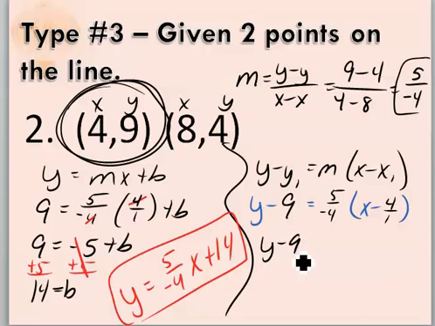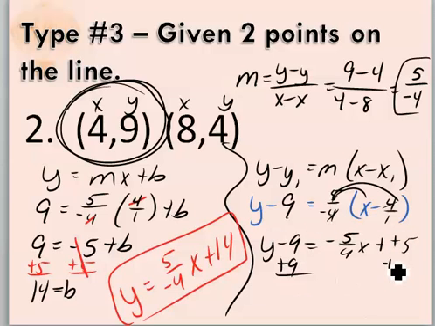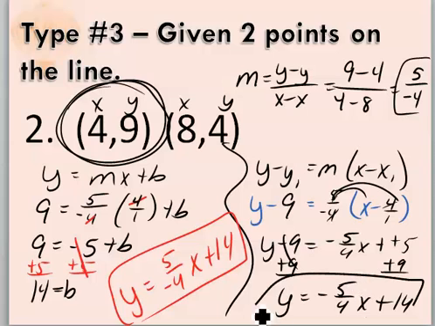So we have y minus 9 equals, and distributing, we have negative 5/4 x minus, and when we multiply negative 5/4 by 4, the 4's are going to cancel and we get negative 5. Or you could do a negative times a negative turns into a positive. To solve for y, I'm going to add 9 to both sides. And we get y equals negative 5/4 x plus 14. Remember, all answers need to be left in slope-intercept form, y equals mx plus b.